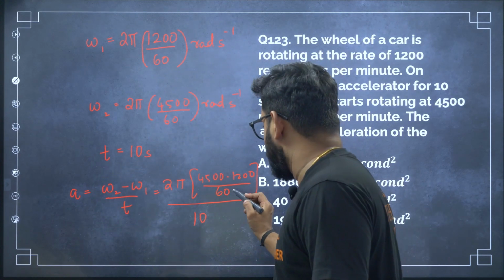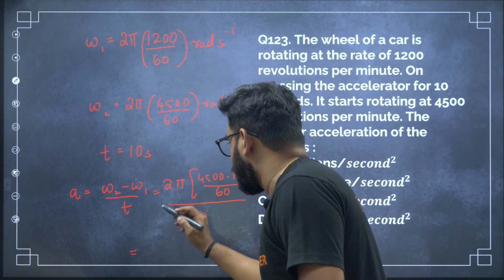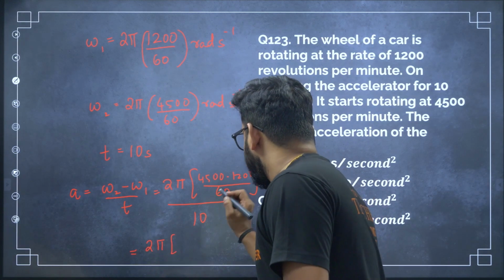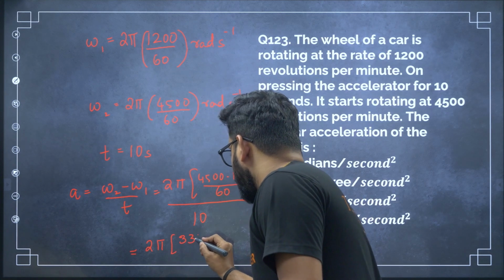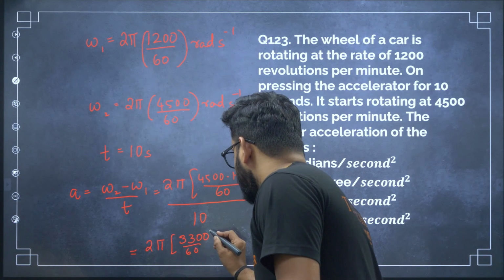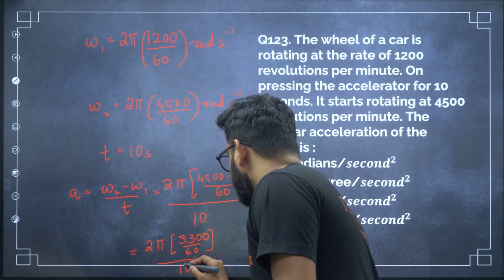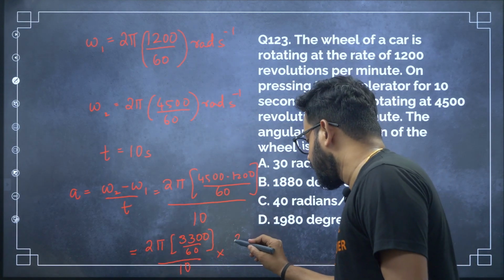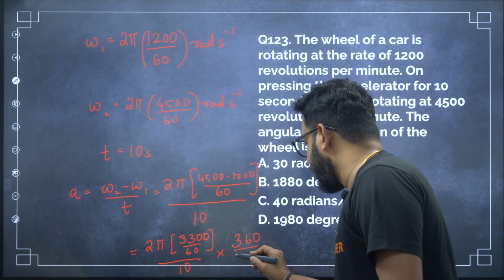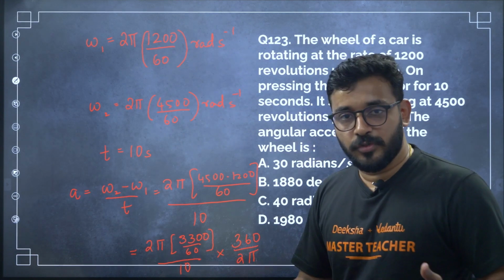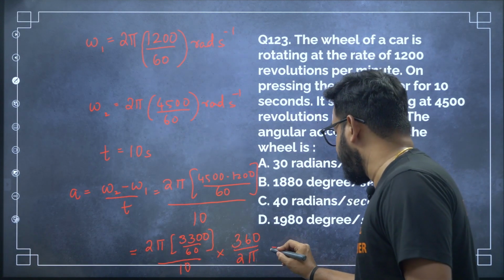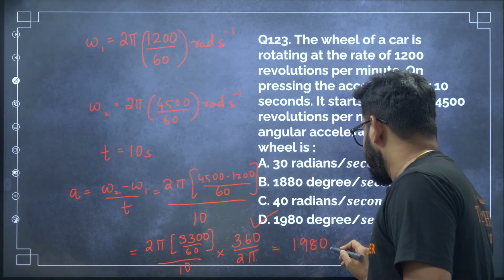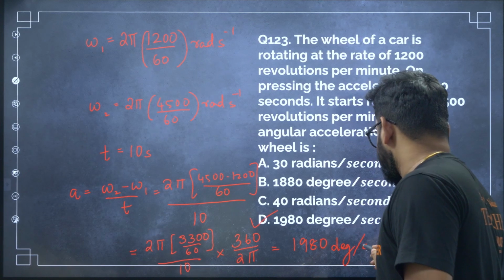So in that case, if you have to convert this into degrees, what do you do? The same thing, 2 pi into 3300, divided by 60, whole divided by 10, into, how do you convert this radians per second? So we have 360, or you can do 180 by pi, or it is 360 by 2 pi degrees. And finally you will get the answer as option D, 1980 degrees per second square.